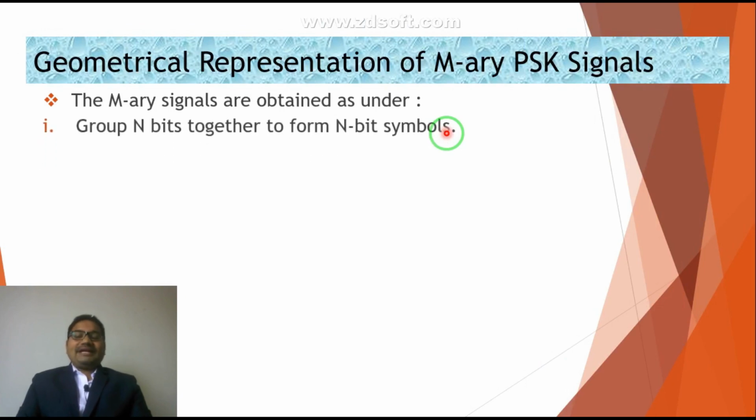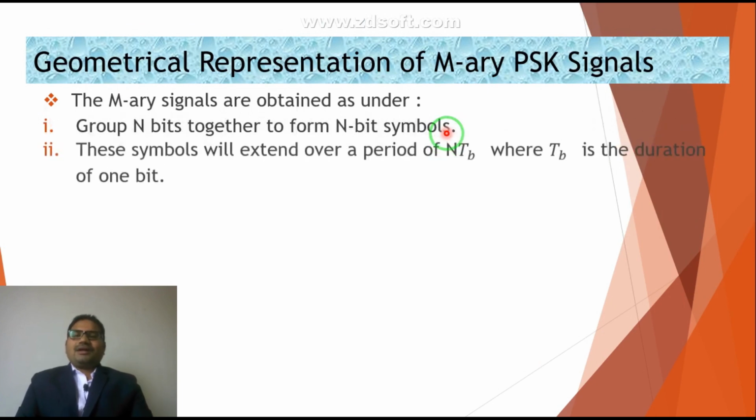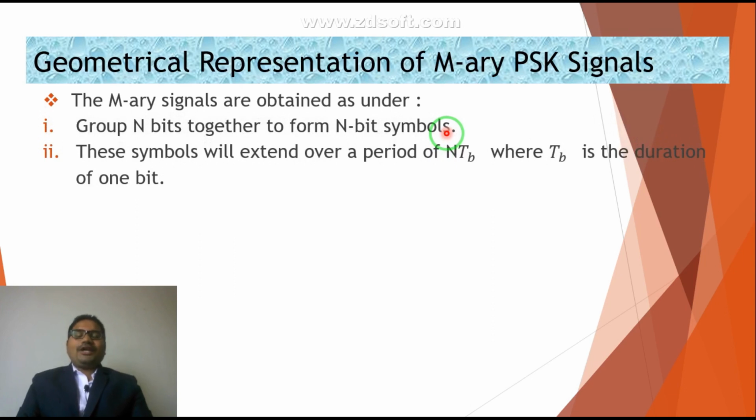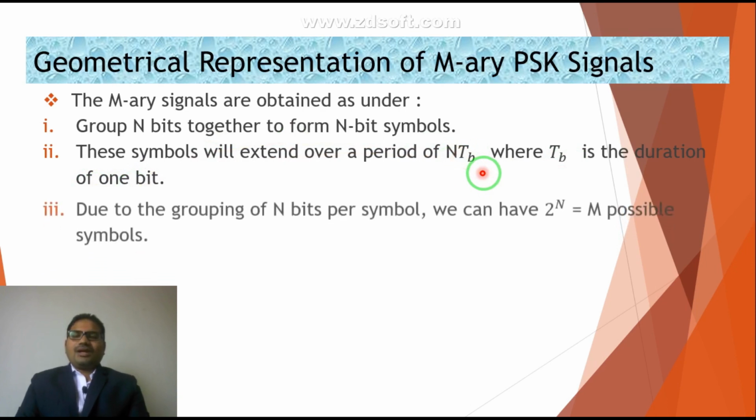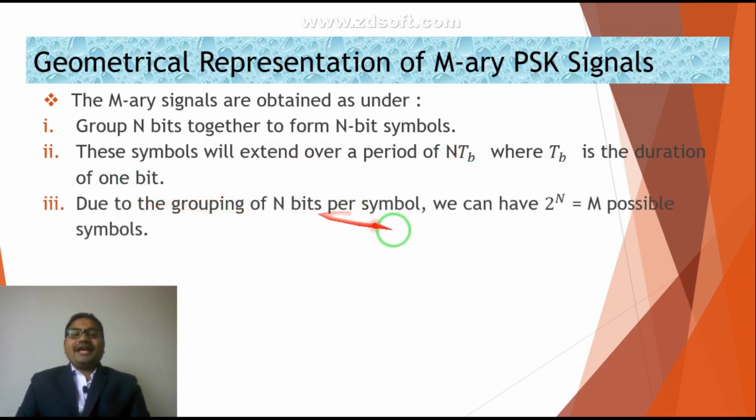How are we going to obtain them? By grouping n bits to form n-bit symbols. These symbols extend over a duration of what? N Tb, and Tb is nothing but the duration of 1 bit. Due to the grouping of n bits per symbol, how many symbols could we have? 2 raised to n equal to M. So guys, M-ary PSK is as simple as QPSK, just instead of 2, we raise the number of bits.